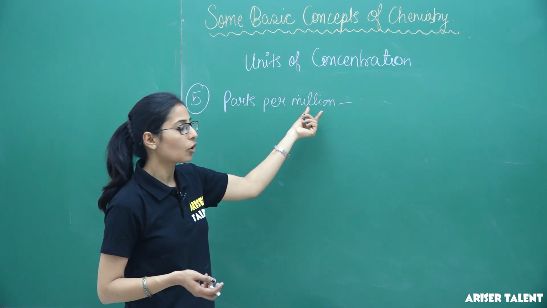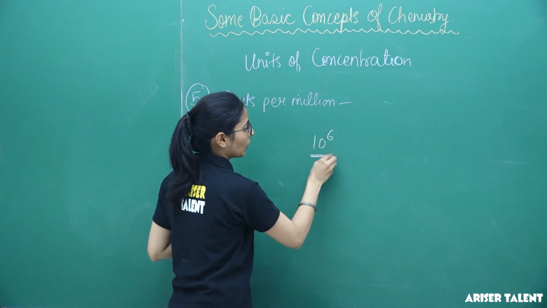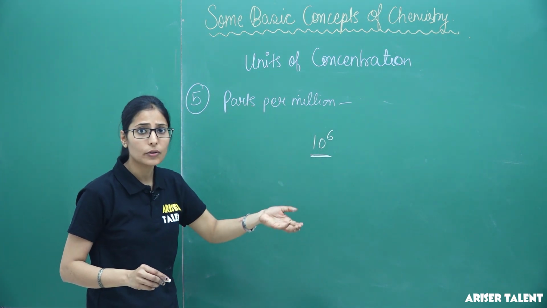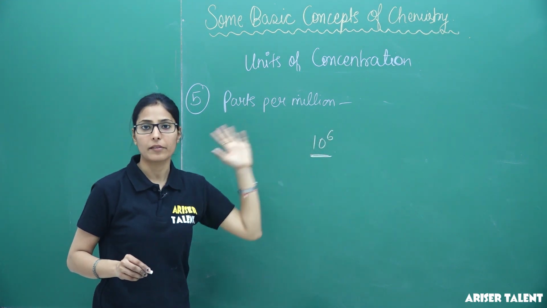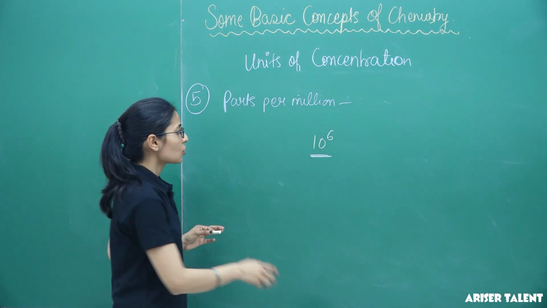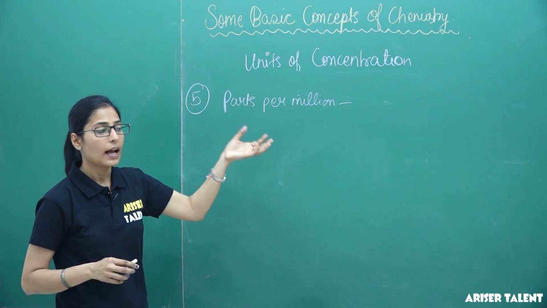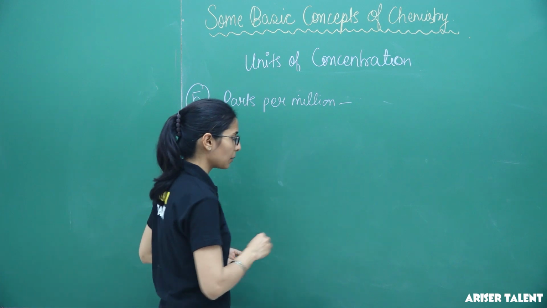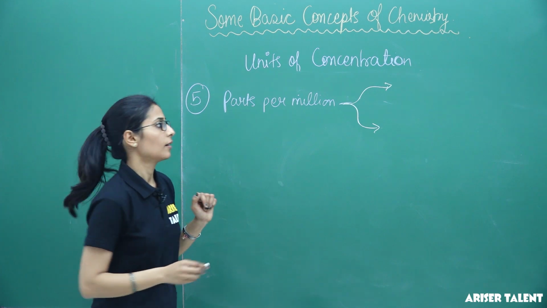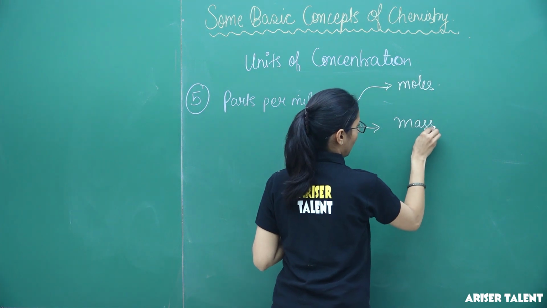And it has the word million. We know that a million is equal to 10 to the power 6. So, parts per million means how many parts of the solute are present in 10 to the power 6 parts of our solution. This is what parts per million is. Okay. So, since we know what parts per million is, again I would like to tell you that parts per million can be expressed in terms of two things. The first one is according to moles, and the second one is according to mass.